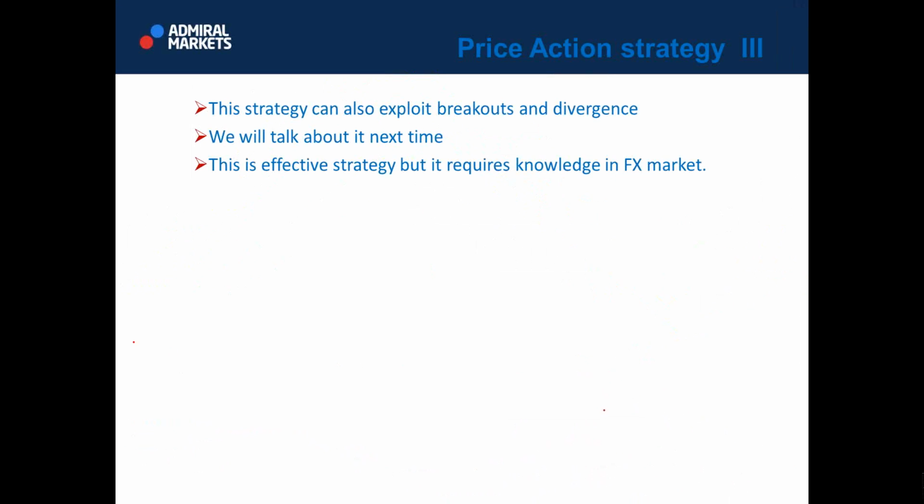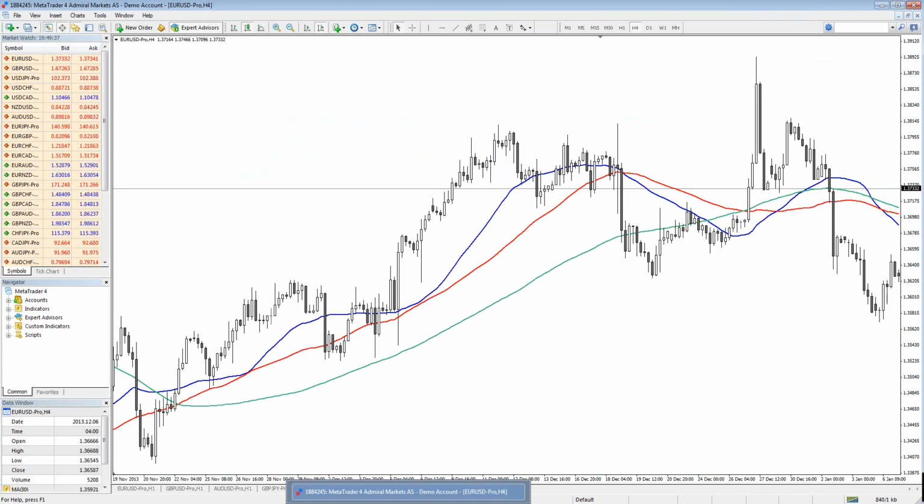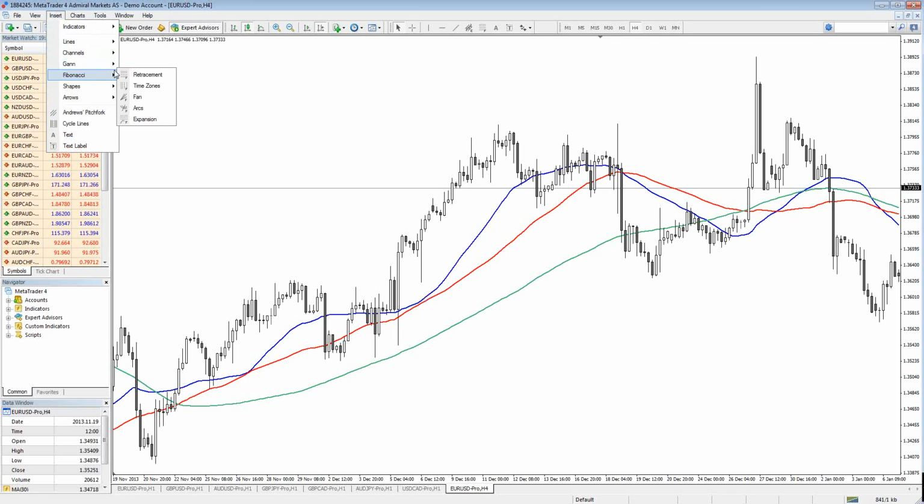Now, this strategy can also exploit breakouts and divergence. We will talk about it next time, and this is an effective strategy, but it requires knowledge of the Forex market. Now, we will move on. I will show you now how you can add 78.6 and 88.6.